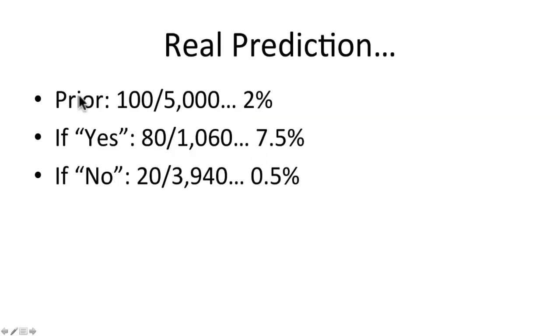Now remember, prior, you just know a person exists. You've got a 2% chance that the person has schizophrenia. If they say yes, 7.5%. If they say no, it's 0.5%. Of course, the odds are higher if the person smoked, and they're lower if they didn't. But the bottom line is that you would not want to use that as your sole diagnostic test.